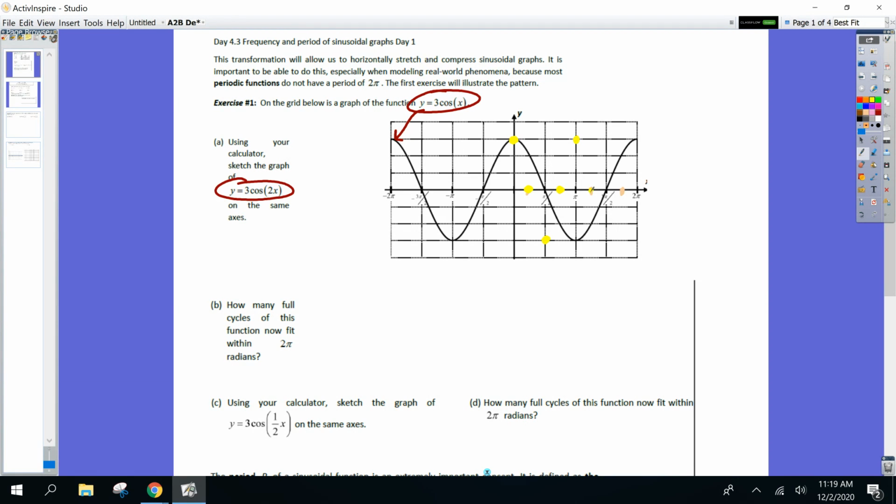So next tick mark, we're back at the midline. It's just going to keep repeating itself. 3 pi over 2, minimum. Next tick mark, midline. And then finally, 2 pi, we're back at the max. So this is what this equation looks like from 0 to 2 pi. Make sure we label it so we know which one it is. y equals 3 cosine 2x.